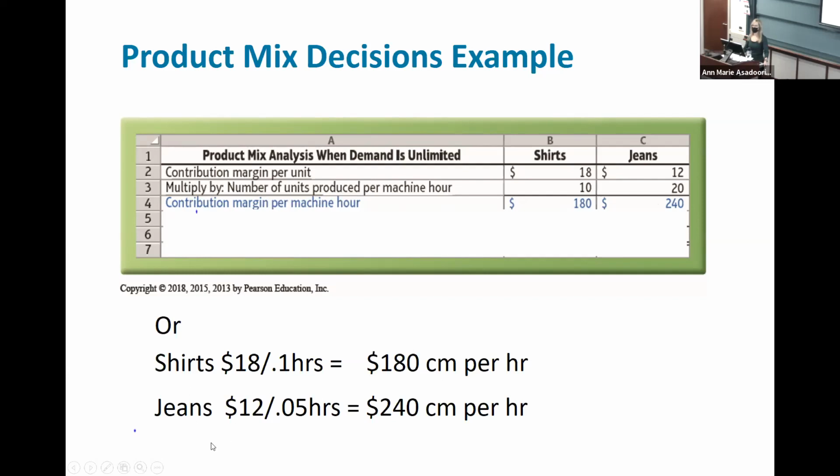This is how we were doing it in the last problem. If I give you the number of units that you can make in that hour, you multiply by units. If I give you the amount of time it takes to make each unit, then you're going to divide by that time. You're going to get the same answer. And the answer is still going to be make jeans, because you're going to get 240 versus the 180.